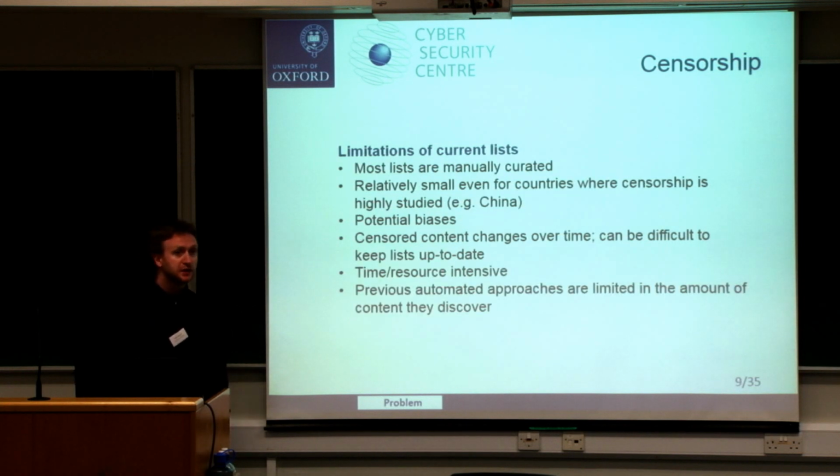And so for the current lists that there are, there have been some academic attempts to automatically identify censored content, but they're quite limited in the amount they find. So the lists people use tend to be manually curated. So it's, we know this site is blocked, so we'll add this to the list. And there are some problems with that. Obviously, it's slow, it's not scalable, it can't deal with large numbers of sites, but also censorship changes over time. It's very rarely static. Something might be blocked one week and then it'll be unblocked the next.